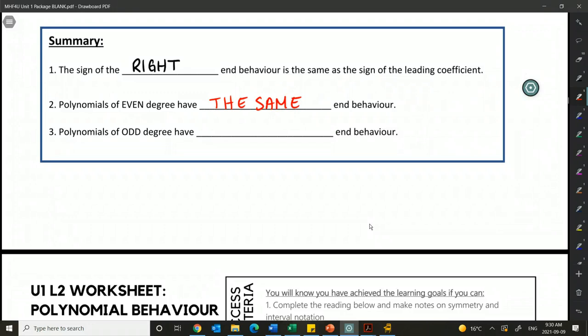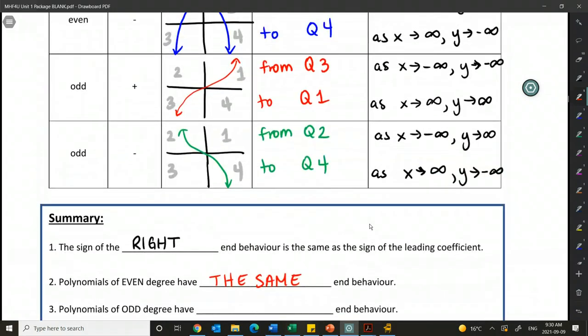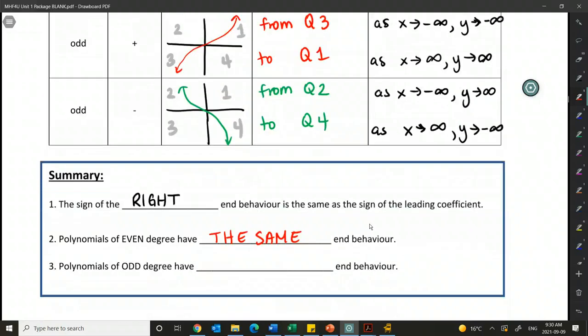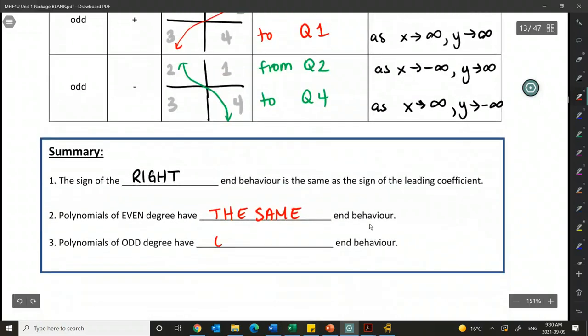So we might be able to guess or observe what's happening with odd polynomials. What's happening with both sets of these odd degree polynomials here with the ends? They're opposite. So always with odd, one is going up, one is going down. Always with even, they're both facing up or they're both facing down.